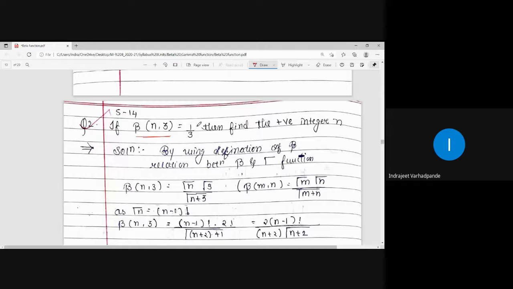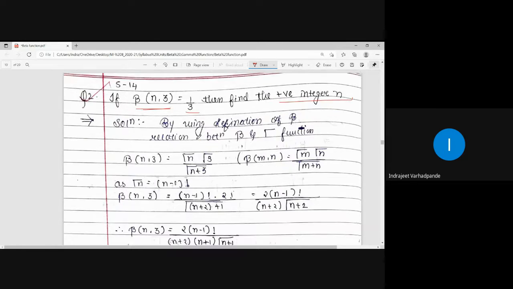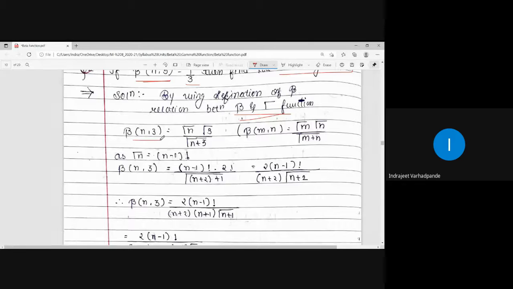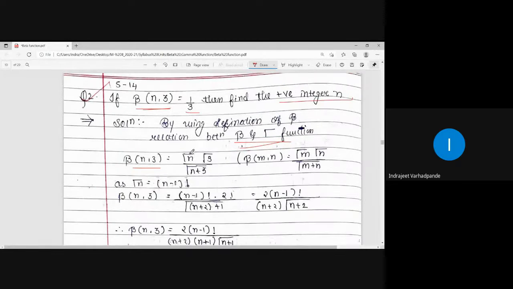Beta n comma 3 is 1 by 3, then find the value of the positive integer n. Now whenever we have a beta function equated with a certain value, we can directly go with the relation between beta function and gamma function. So by using the relation between beta and gamma function, beta n comma 3 will be written as gamma n gamma 3 upon gamma n plus 3, right? But this is equal to 1 by 3.